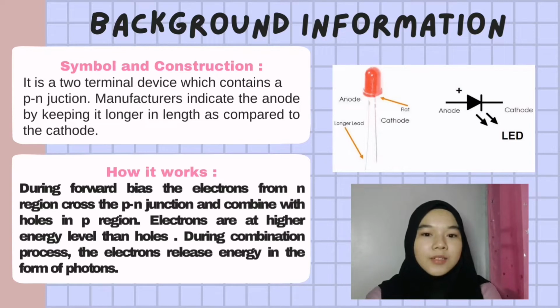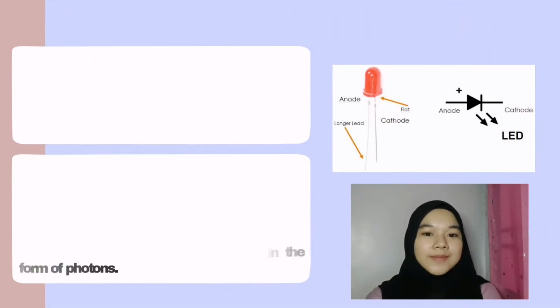And how does it work? During forward bias, the electrons from the N region cross the P-N junction and combine with holes in the P region. The electrons are at a higher energy level than the holes, and this energy difference results in visible light. During the combination process, the electron releases energy in the form of a photon.